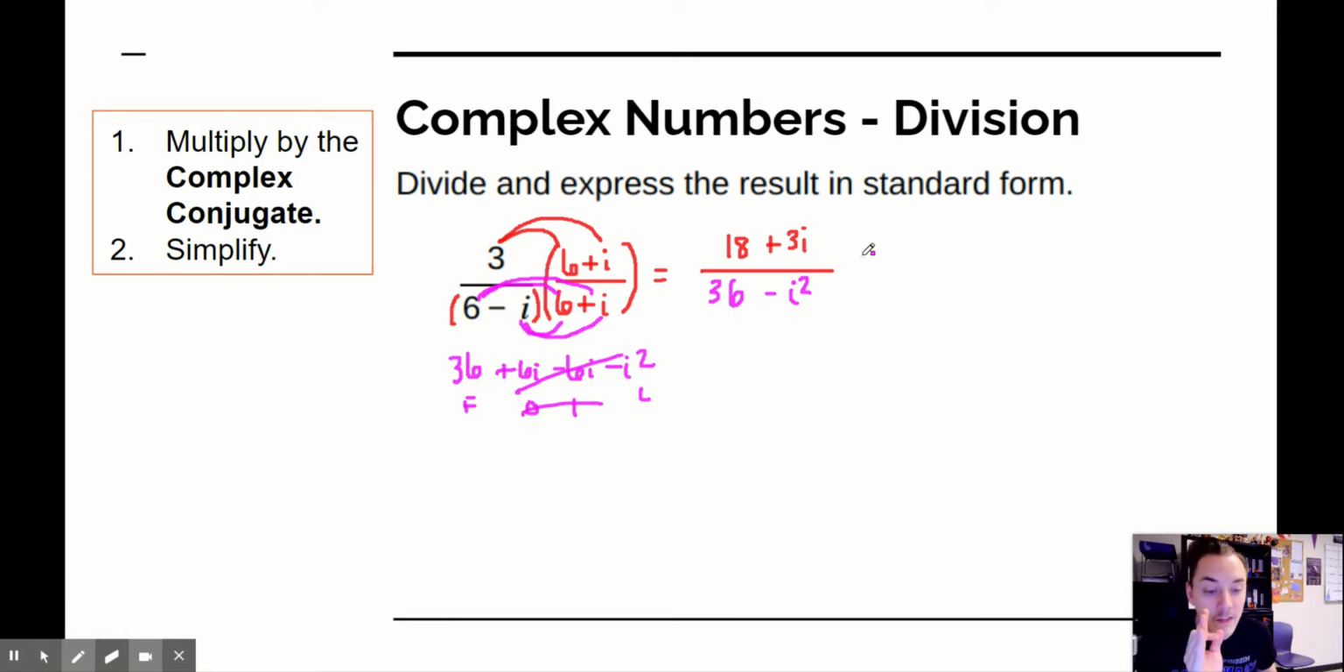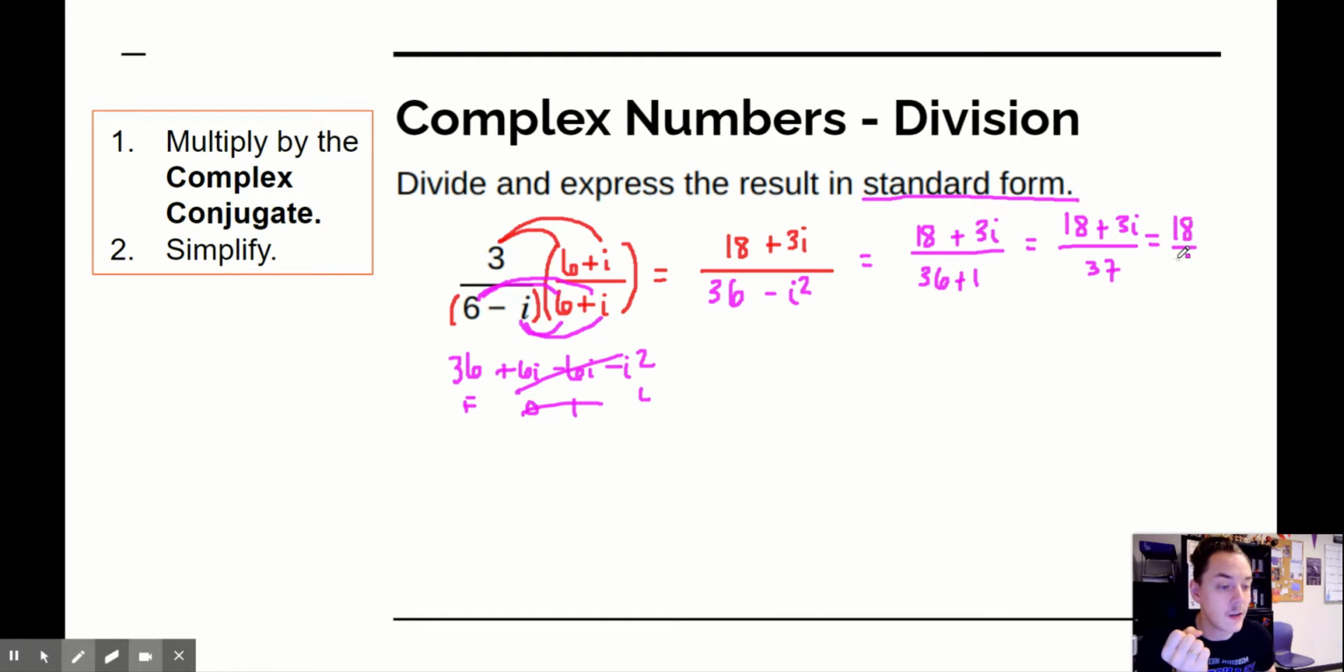Okay, now let's simplify this. I know at the bottom that's just going to turn into a negative 1. A negative times a negative 1 is a positive. So this is 18 plus 3i. And since this is going to be 36 plus 1, this is going to be 18 plus 3i all over 37. But hey, it's not in standard form yet. So let's put it in standard form. This is 18 all over 37 and then plus 3i all over 37. That is my standard form. That is my final answer.